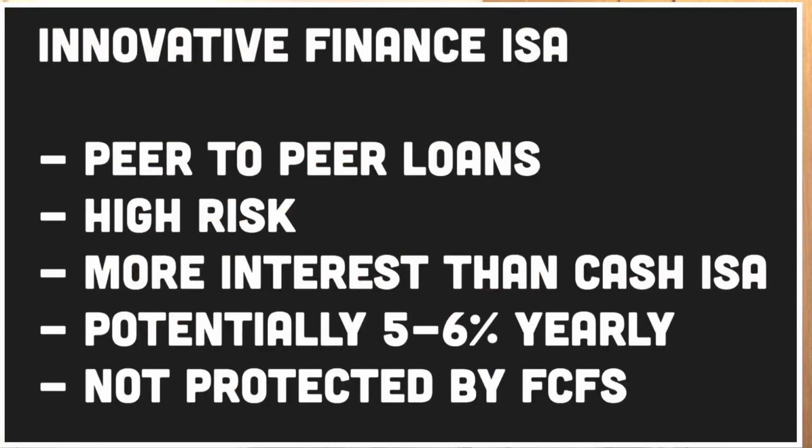The third type of ISA is called an innovative finance ISA. The innovative finance ISA is a peer-to-peer loan option. In the previous examples, you were either putting your cash in your own bank account, where the bank gave you absolute safety, or, in the second case, in a mutual fund or stock and share where you decide where to invest it. The third option, the innovative finance ISA, is basically a peer-to-peer loan, where you give that amount as a loan to another person.